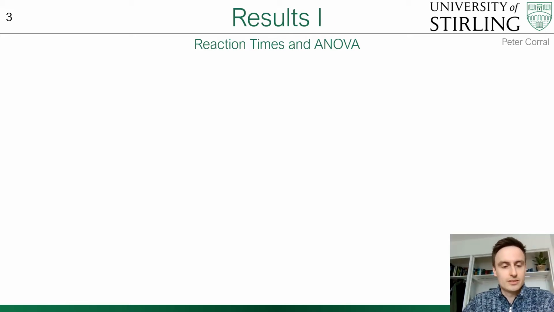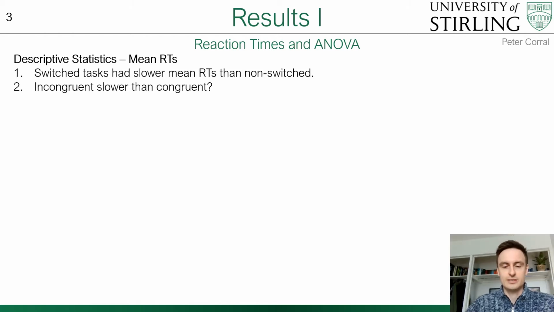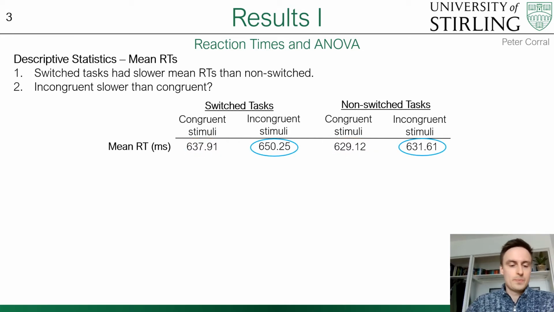So what did we find? Well, if we begin by just comparing the mean reaction times for different task conditions, these suggested that switch tasks were slower than non-switch tasks for both congruent and incongruent stimuli. So the mean on the left here is higher than its counterpart on the right. That's for these two means circled in red and these two means circled in blue.